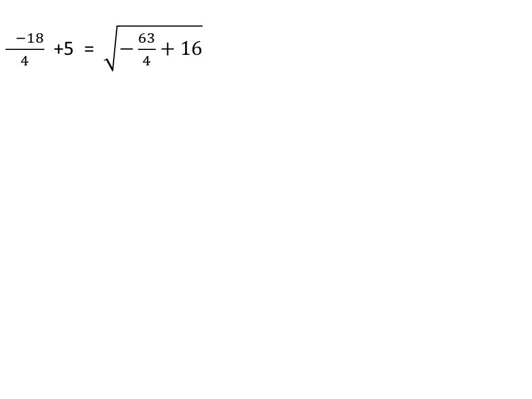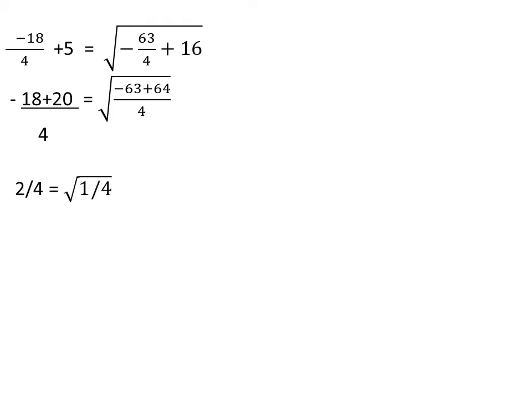On the left hand side, when we take LCM, it will give us 4 in the denominator, and in the numerator we are left with the terms minus 18 plus 20. Similarly, on the right hand side, denominator is 4 and in the numerator we are left with the terms minus 63 plus 64. By solving this equation, we can write the next equation as 2 by 4 equal to under root 1 by 4. 2 by 4 can be reduced and it can be written as 1 by 2, and when we take under root of 1 by 4, it will also give us 1 by 2.